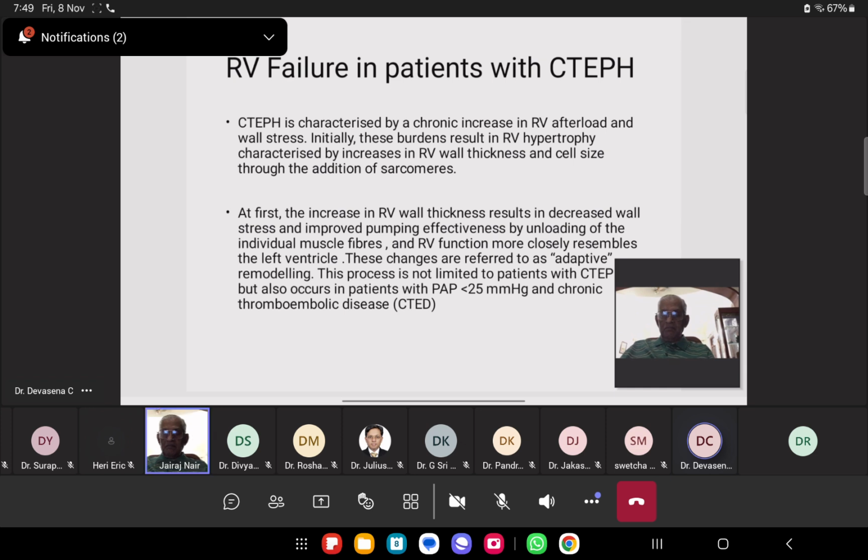At first, the increase in RV wall thickness results in decreased wall stress and improved pumping effectiveness by unloading of the individual muscle fibers, and RV function more closely resembles the left ventricle. These changes are referred to as adaptive remodeling. This process is not limited to patients with CTEPH, but also occurs in patients with pulmonary arterial pressure less than 25 mmHg and chronic thromboembolic disease.